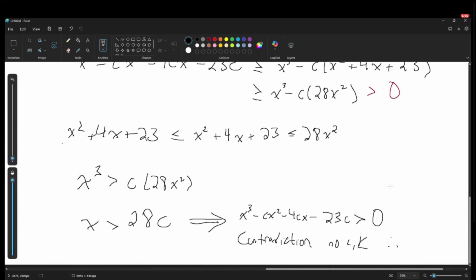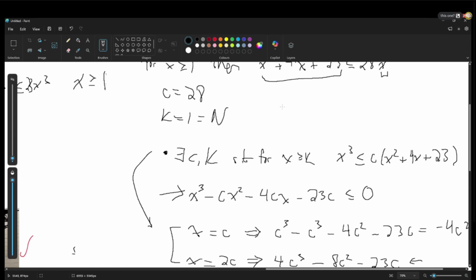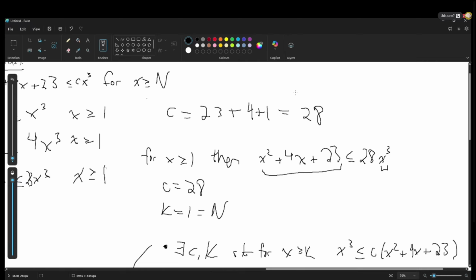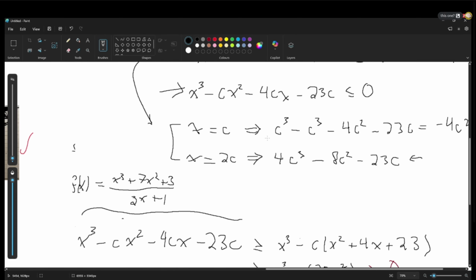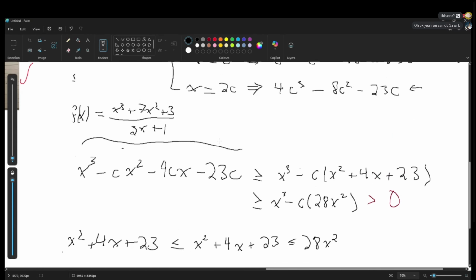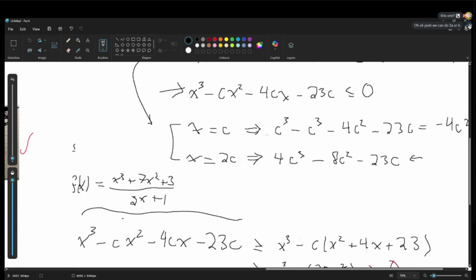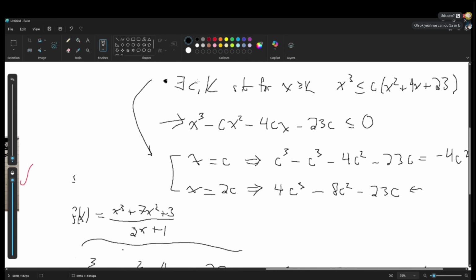Okay, so now to take it all one more time, because I was trying to figure this out too. Let me go back to the counterexample case. So you start with the statement. The statement says that there exist C and K such that for all x more than or equal to K, x cubed is strictly less than this. Move everything to one side, right?